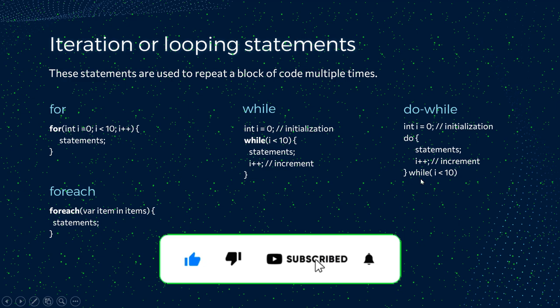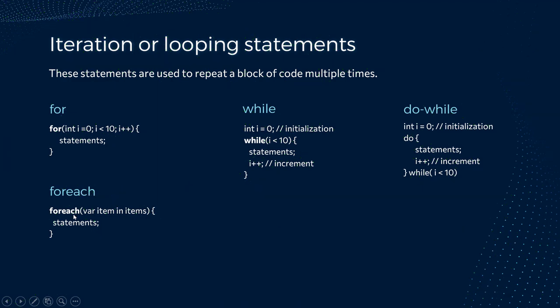Then we have one more type of loop called the foreach loop, and the syntax is like foreach, a data type, item in items. So basically the foreach loop works on collections. We will discuss more about collections and generics in later videos. Okay, so let's flip to Visual Studio and see all these things in action.